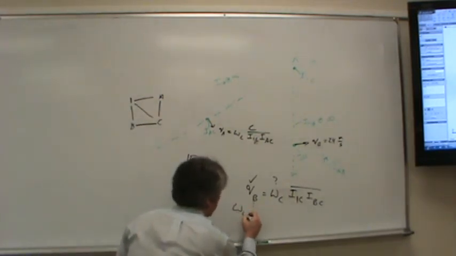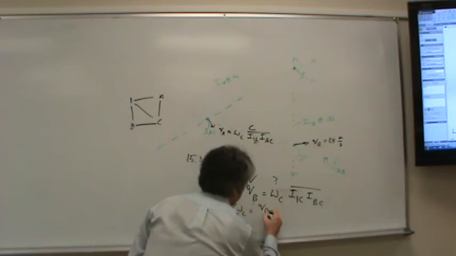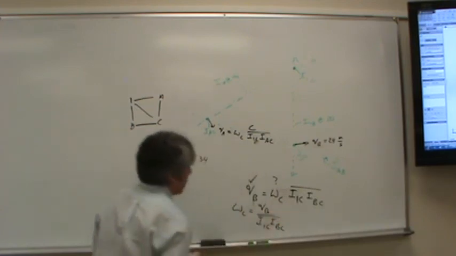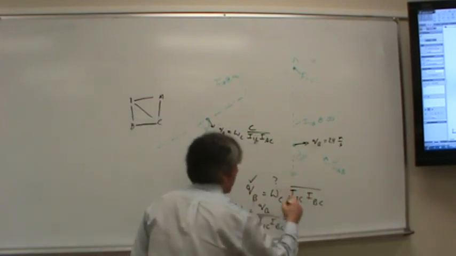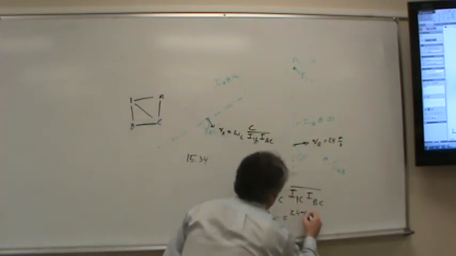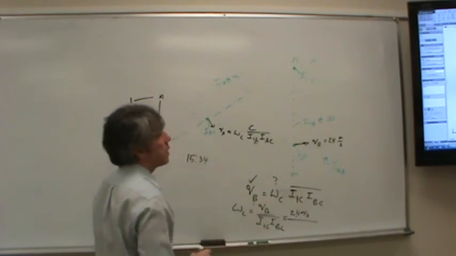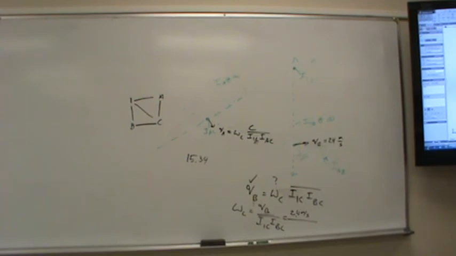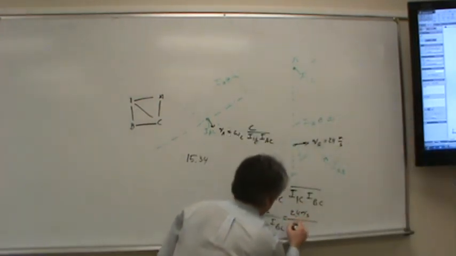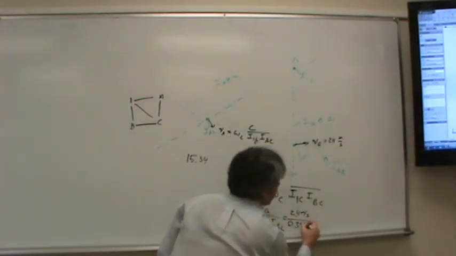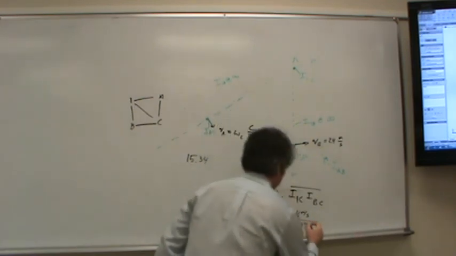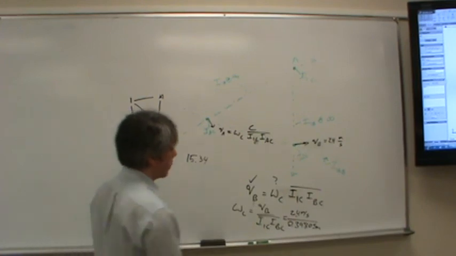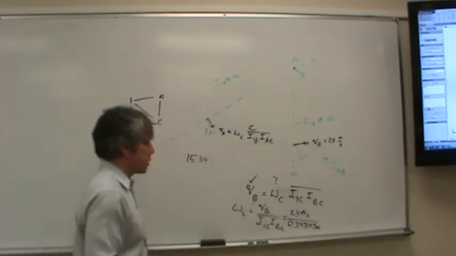Omega C equals velocity of B divided by I1C to BC. Okay, we know velocity of B is 2.4 meters per second. We know that I1C to BC is this distance, which is 398. What if we do it this way? 0.39805 if you want it, meters. Okay, so that will give us radians per second for the angular speed of C.